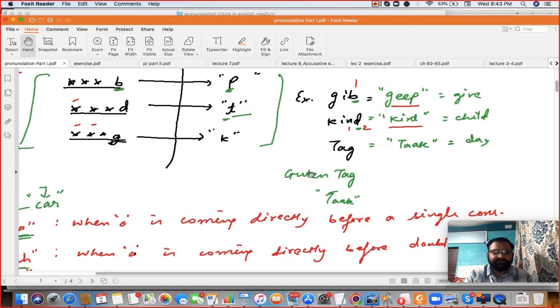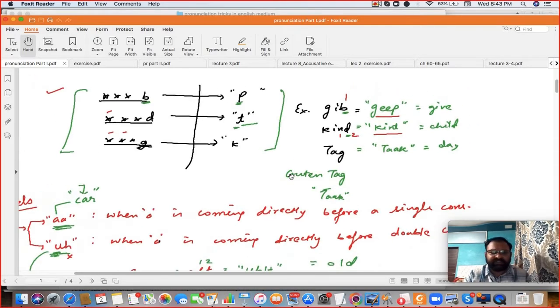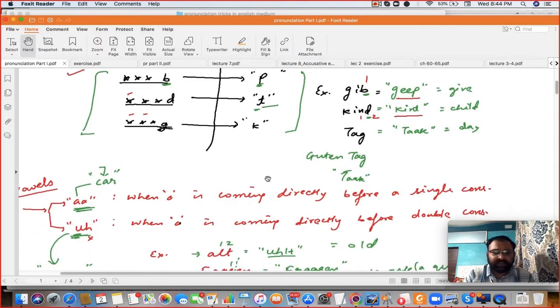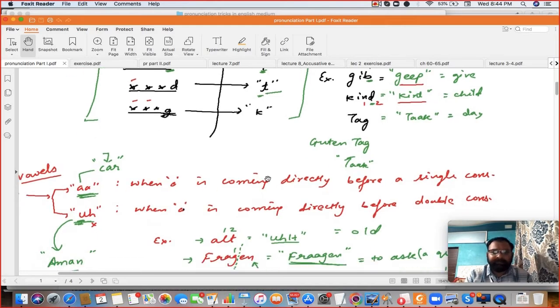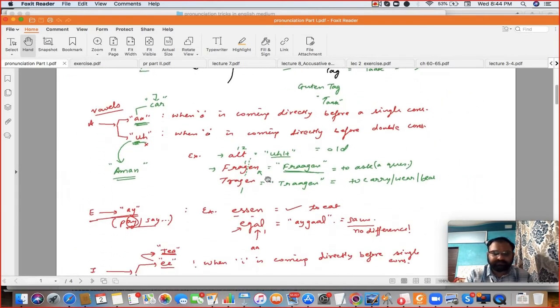BDG, PTK. So there's one very common greeting, guten Tag. B will be pronounced as pa, D will be pronounced as ta, and G will be pronounced as ka. Correct. Gib, kint and tak. Very good.